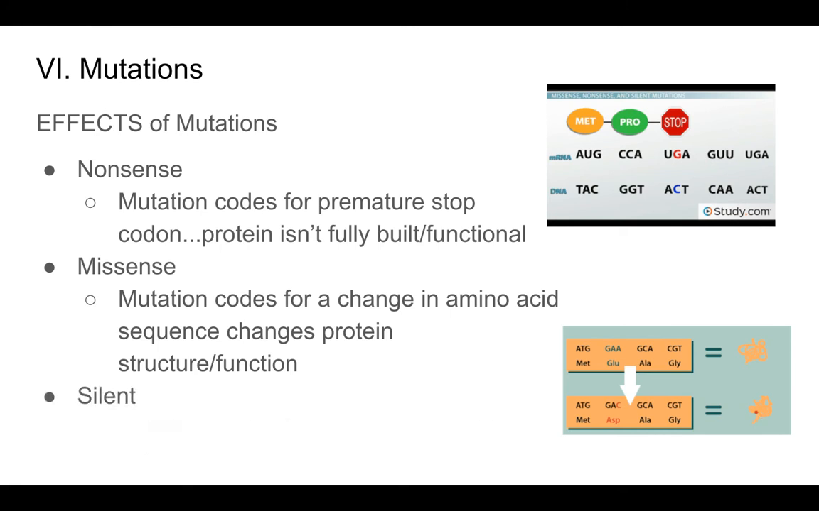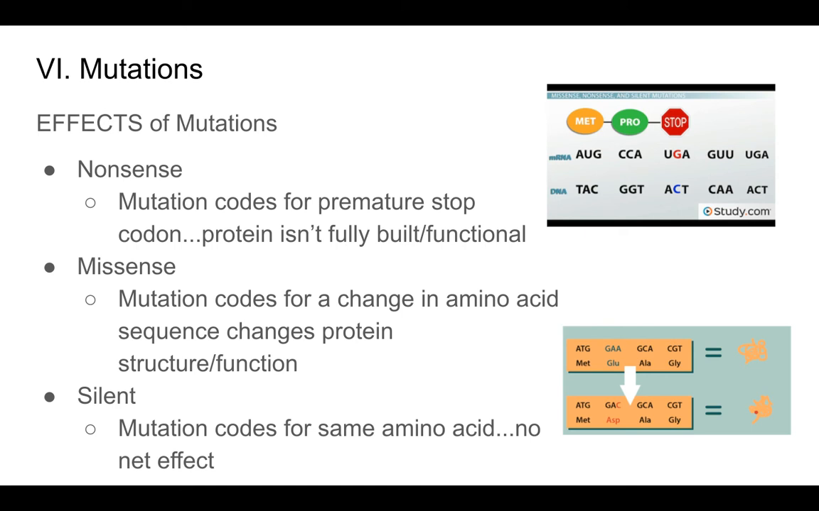The last type of mutation is called a silent mutation, which you could probably guess what that means. The mutation actually codes for the same amino acid. And so if you think about your codon chart, there were a couple of codons that all coded for the same amino acid. And so maybe the mutation changed the codon, but the codon still codes for the same amino acid, which means the protein doesn't change. There's no net effect, and that's why this mutation is referred to as a silent mutation. So some mutations are good, some mutations are bad, some mutations have zero effect on us.